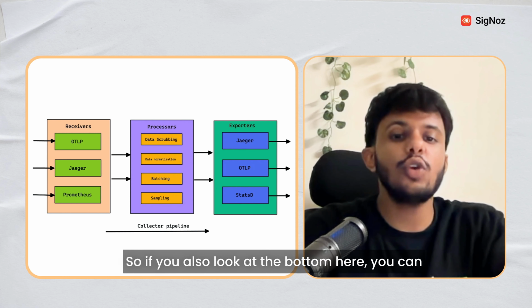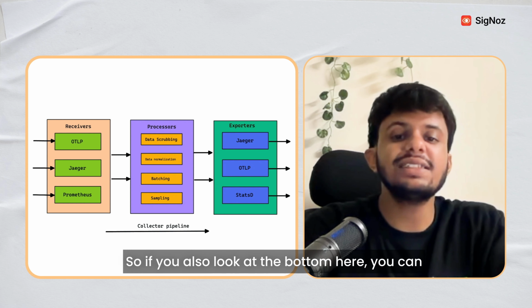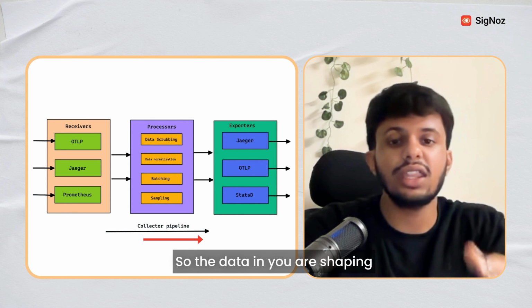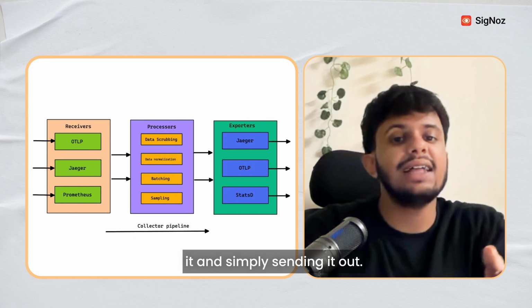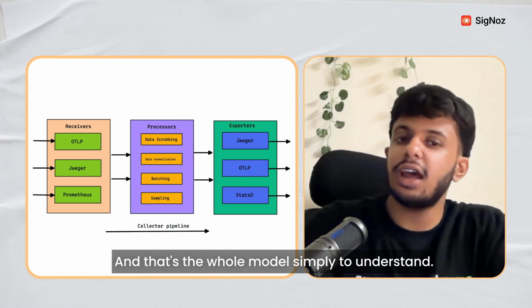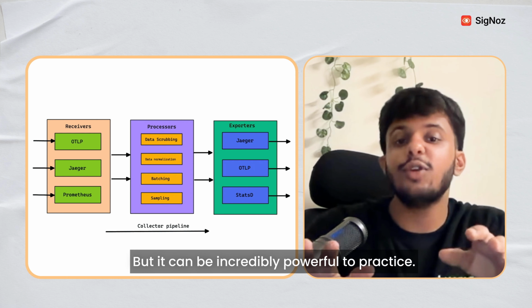So if you also look at the bottom here, you can see that it is also pointing out to the collector pipeline. So the data comes in, you are shaping it and simply sending it out. And that's the whole model. Simple to understand, but it can be incredibly powerful in practice.